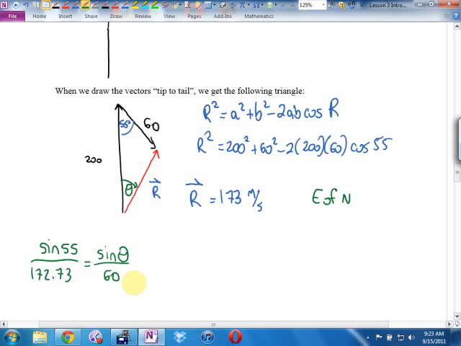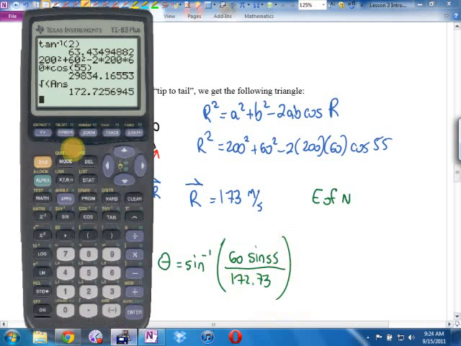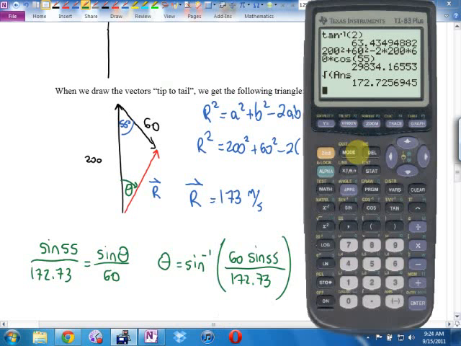Theta is going to be the inverse sine of 60 times the sine of 55 divided by 172.73. So on my calculator, I'm going to go 60 times the sine of 55 divided by, I still have my previous answer stored on my calculator, which is 172.72596. I'll take that one and be more accurate.